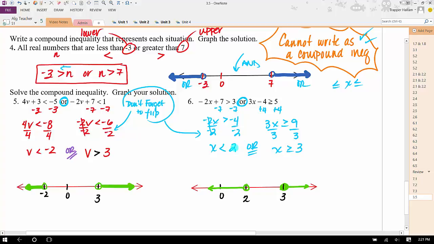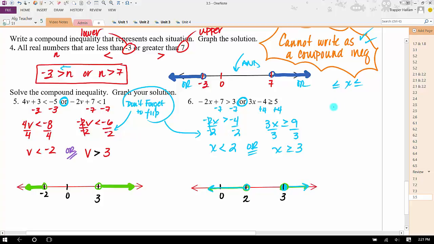So what does that look like? Here's my boundary. It's not included, so I make an open circle at 2, and then it says my solutions are less than 2. So I go to 2, I find it, and I draw to the left because it says it's less than. Okay, so my solutions on this side, this is my upper boundary, run into the greater than or equal to sign, so I make a solid point at 3. That means that I graph to the right. And that's the or compound inequality.